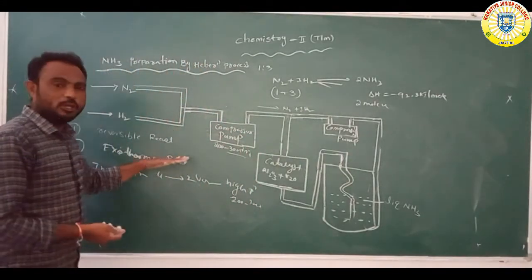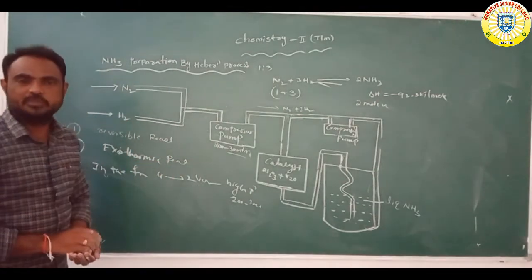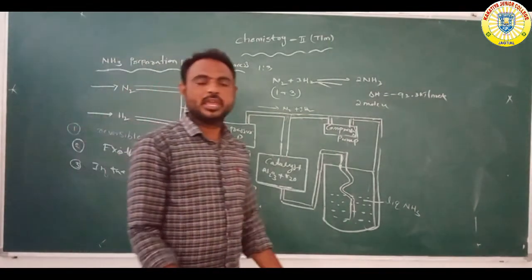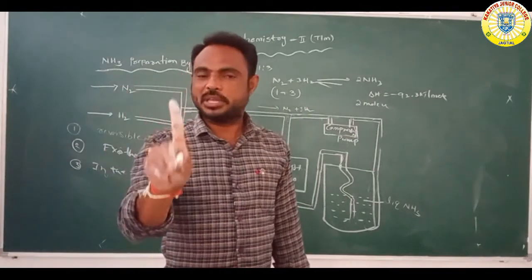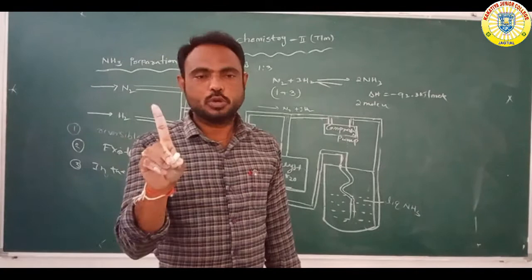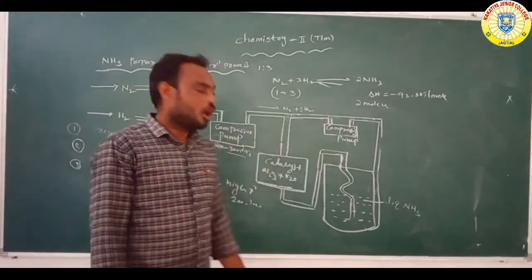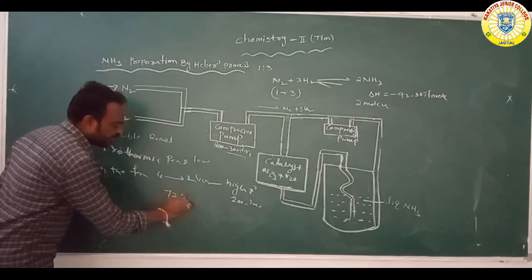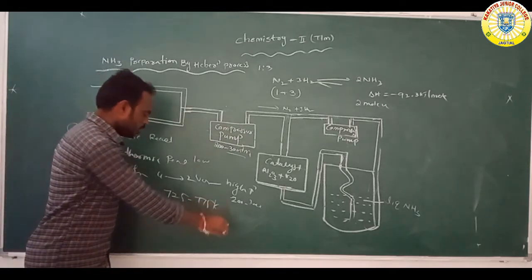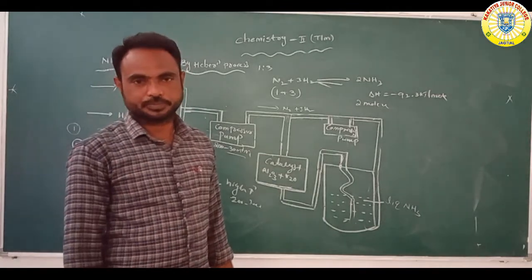And according to Le Chatelier's principle, since it is an exothermic reaction, we use lower temperatures. Which reaction? The exothermic reaction. For the exothermic reaction, according to Le Chatelier's principle, lower temperatures are used. How much temperature? 725 to 775 Kelvin.